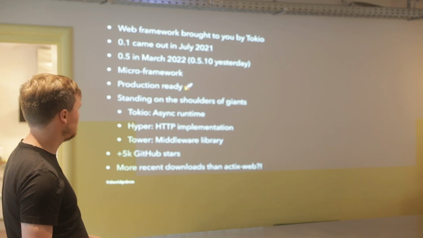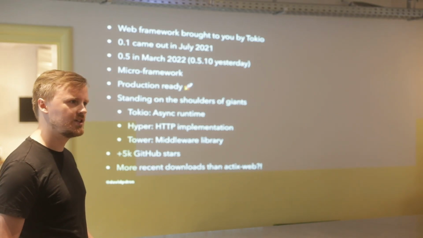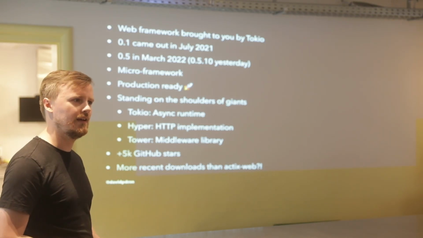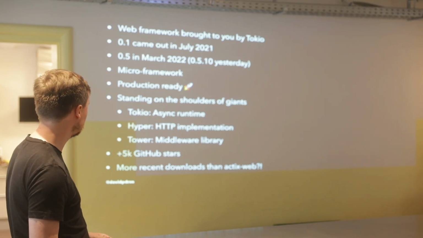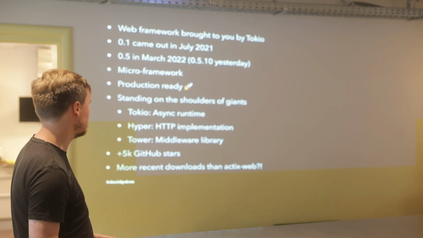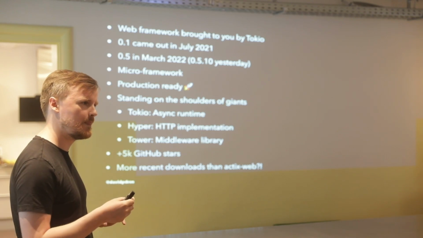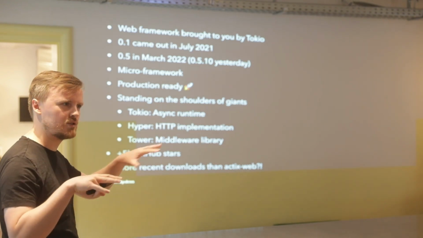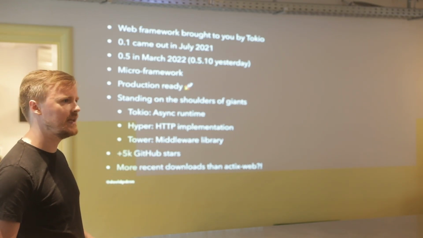I definitely want to say that even though we're not 1.0 yet, it is production ready. Part of the reason is that we try to invent as little as possible, so we're standing on the shoulders of giants. Obviously Tokio is the runtime, Hyper is the HTTP implementation, and then Tower is this middleware service library that glues all the pieces together.